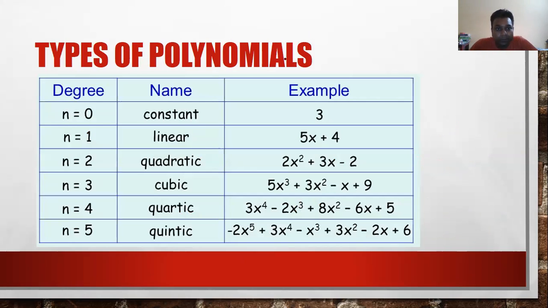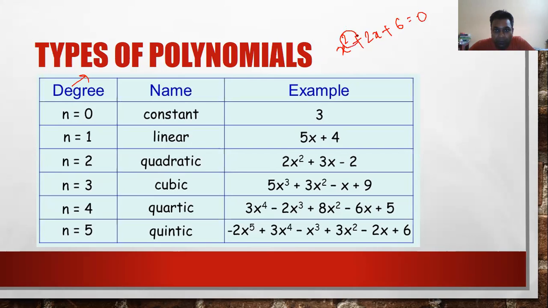Now I'm coming towards the classification of the polynomial. Depending upon the degree, what is the degree? Degree is the power of the variables. For example, x square plus 2x plus 6 equal to 0.